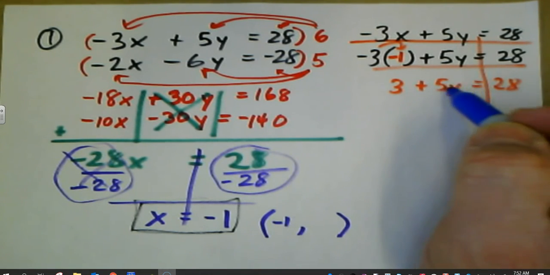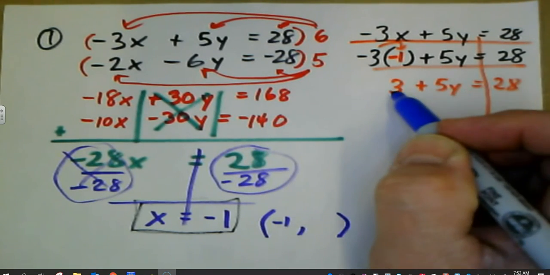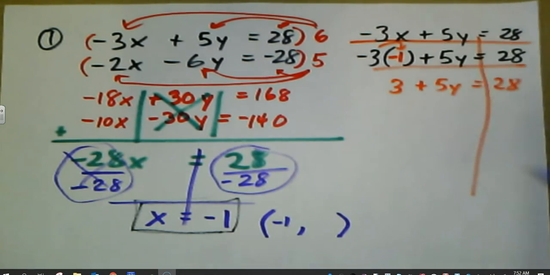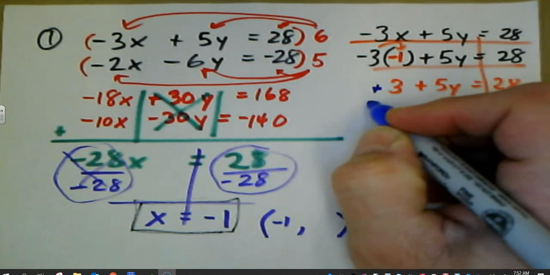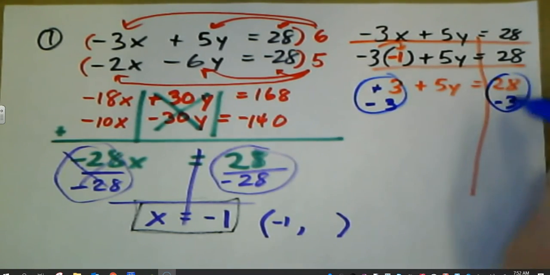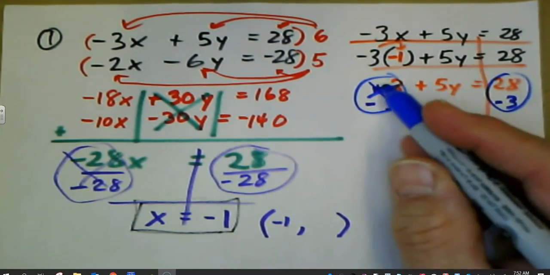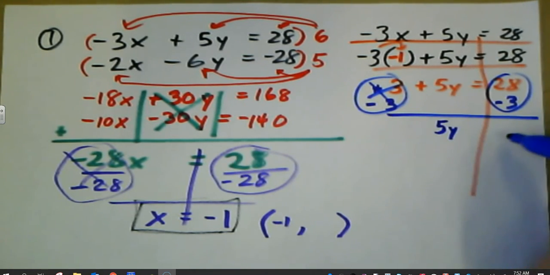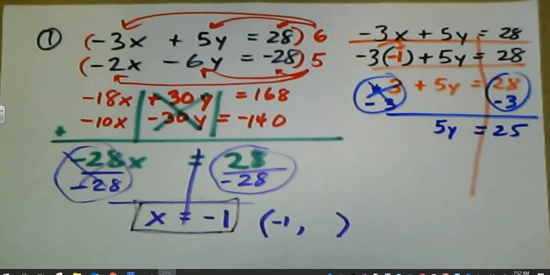So we have 5 times y. Well, it's the 3 that we need because it's 3 plus. If we cover up that 5, it's 3 plus y. You can see that. So since it's +3, we're going to subtract 3 from both sides of the equation. Our opposite operations are gone. We're left with 5y. And then 28 minus 3 is 25.